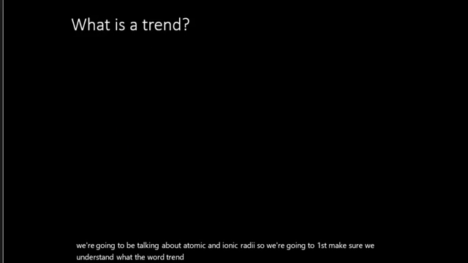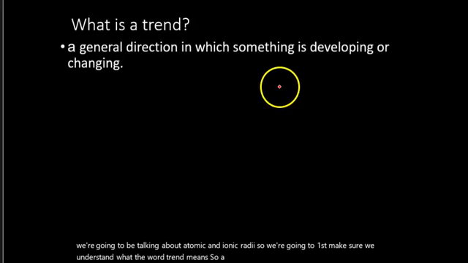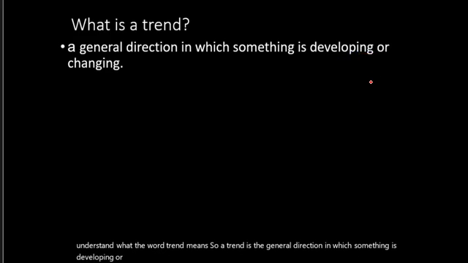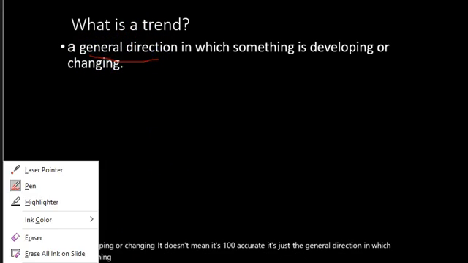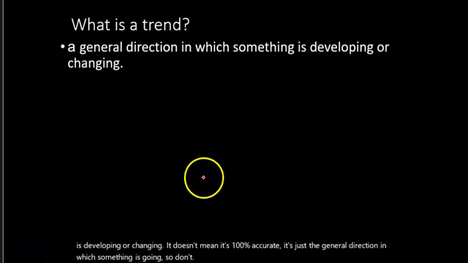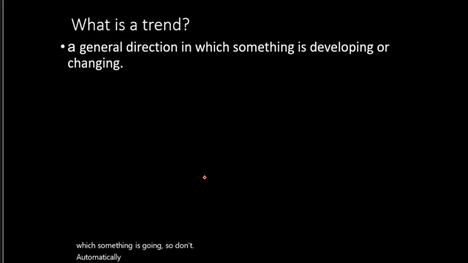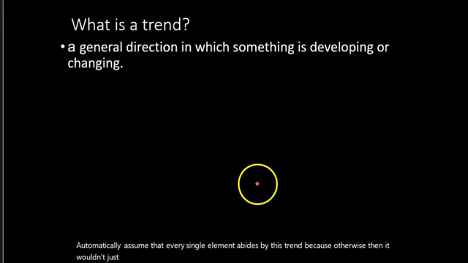So a trend is the general direction in which something is developing or changing. It doesn't mean it's 100% accurate, it's just the general direction in which something is going. So don't automatically assume that every single element abides by this trend, because otherwise it wouldn't just be a trend, it would be an absolute.